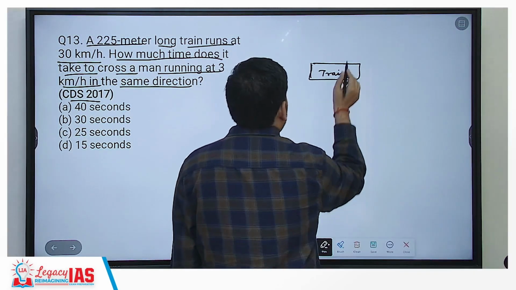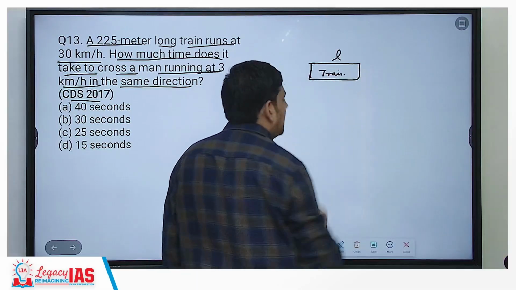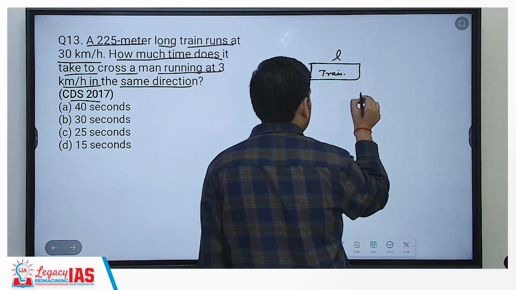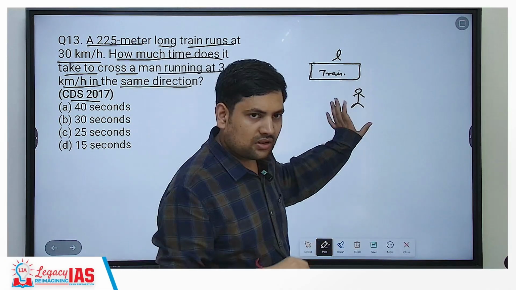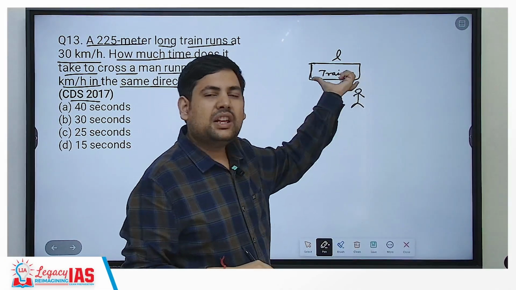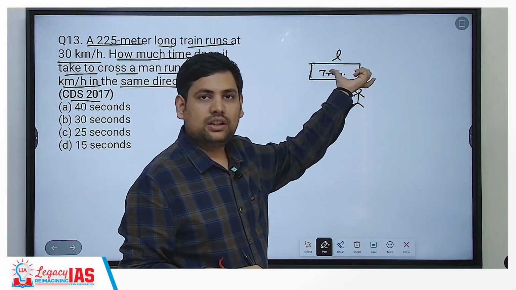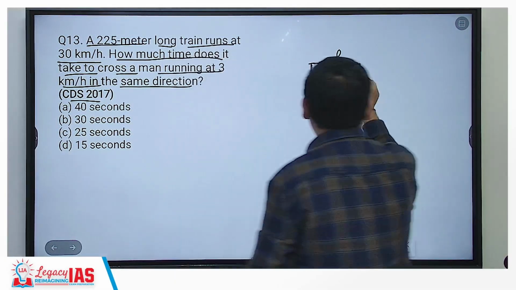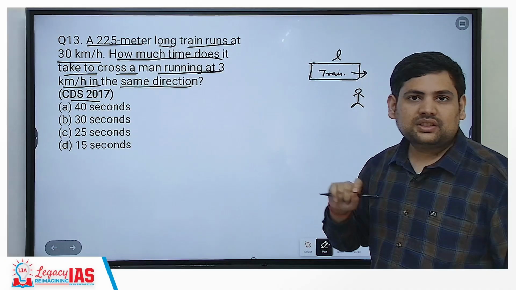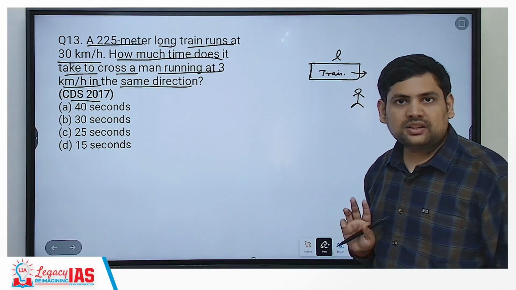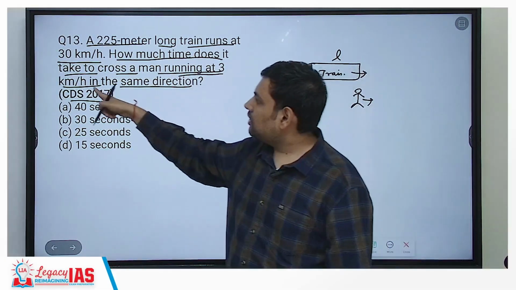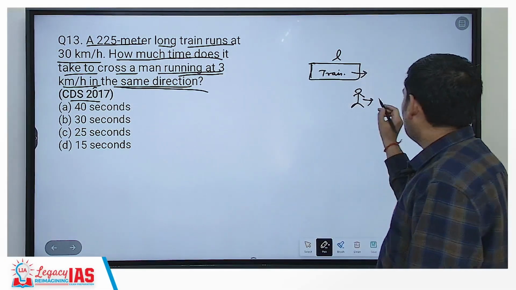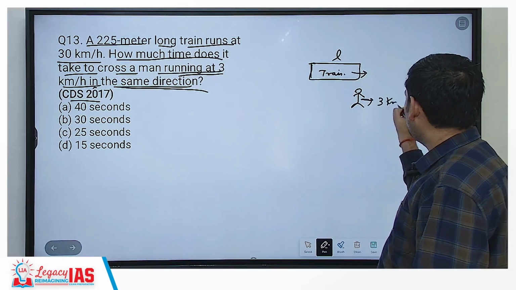So this is the train. Now let's say length of train is L. Now there is also one person. Now this train has to cross this person. So the length it has to cover is L only. But this person is not like the earlier person which was standing in its place. This person is also running at 3 km per hour in the same direction. So he is also going at 3 km per hour.